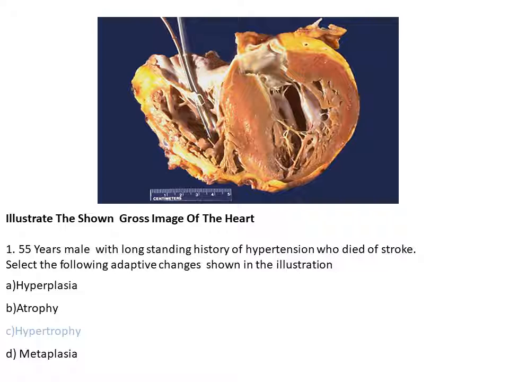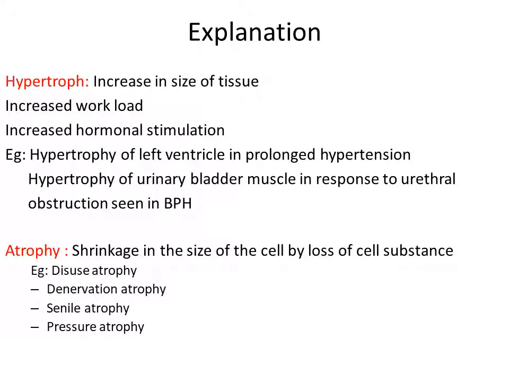So the gross image shows us the left ventricle. Hypertrophy of the left ventricle is clearly visible over here. And one of the complications of prolonged hypertension is hypertrophy of the left ventricle. So the four options are given here, and out of that, hypertrophy is the suitable answer for this question. So we will see the explanation now.